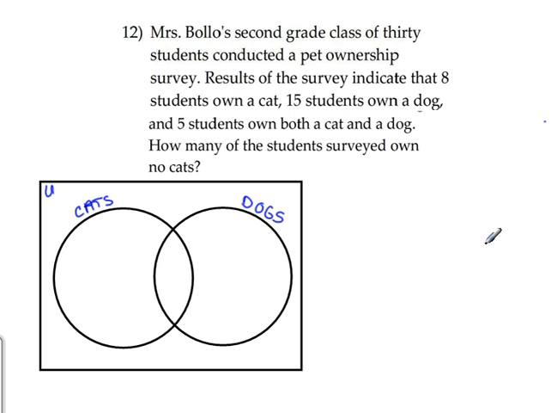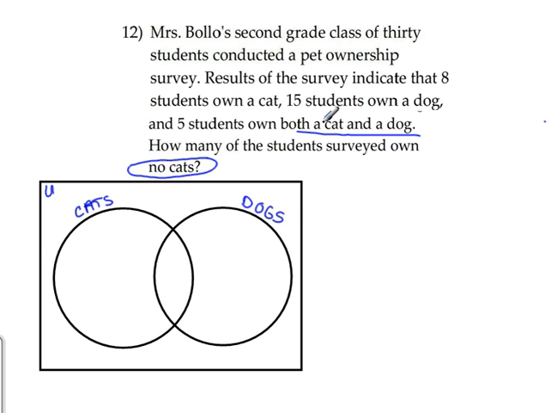For number 12, we have a second grade class of 30 students who conducted a pet ownership survey. Results of the survey indicate that 8 students own a cat, 15 own a dog, and 5 students own both a cat and a dog. And then we have a question at the end: how many of the students surveyed owned no cats?